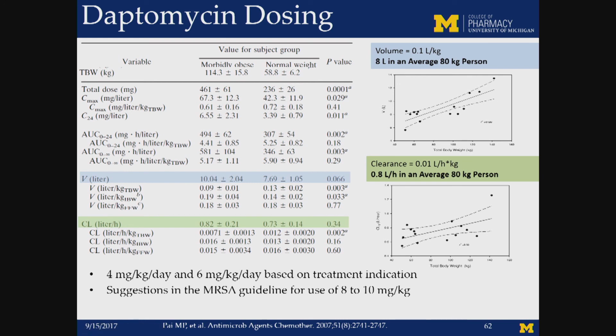And this is important because this drug is currently dosed on body weight on a 4 milligram per kilogram and 6 milligram per kilogram basis, with specific guidance to not modify the dose for obesity. There is also recent guidance that suggests that the dose of this drug should be increased to 8 to 10 milligram per kilogram, which would imply much higher exposures in obese individuals.